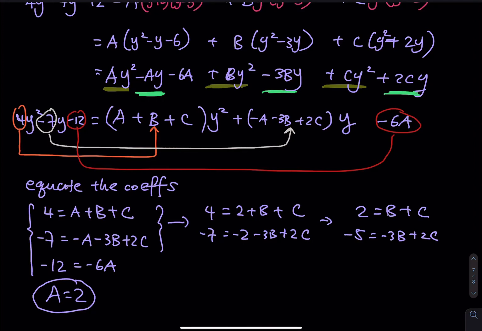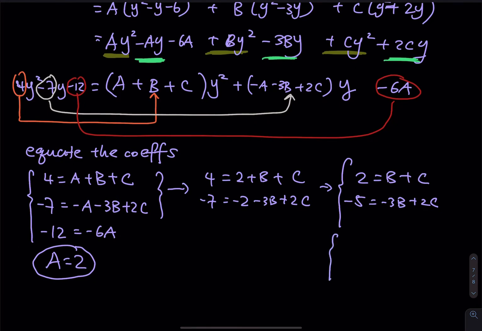Okay, so this is the system that we have. How do we solve for B and C? You can multiply the first equation by 2 on both sides and then subtract them. Another way to do this, you can put one in terms of another. I will just multiply the first equation by 2 on both sides.